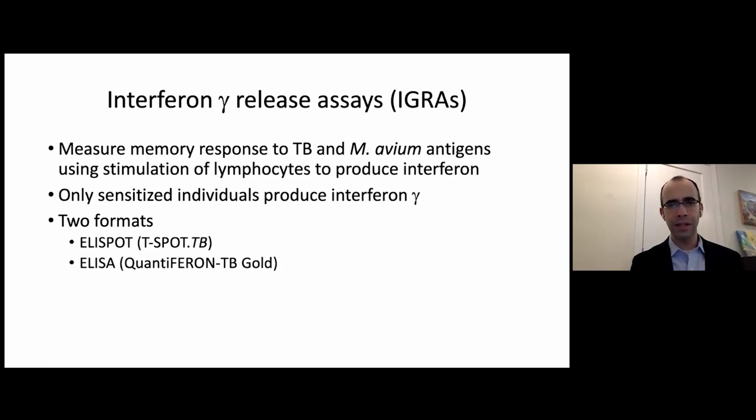Now, that said, there is another test for latent TB infection, and that's the interferon gamma release assay, or IGRA. So this is a blood test. What it measures is the memory response to TB and, in the positive control, Mycobacterium avium antigens. What it assays is stimulation of lymphocytes in the blood to produce interferon. The thought here is that only individuals who've been sensitized, i.e. exposed to TB, will produce interferon gamma to TB antigens. And there are two commercially available tests for two formats of this test. The ELISpot test is commonly known as the T-SPOT test, and the ELISA test is the QuantiFERON TB Gold.